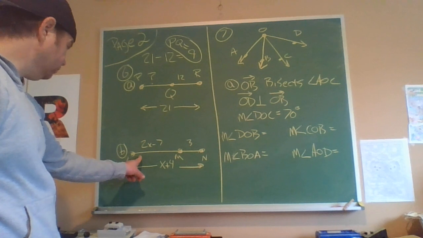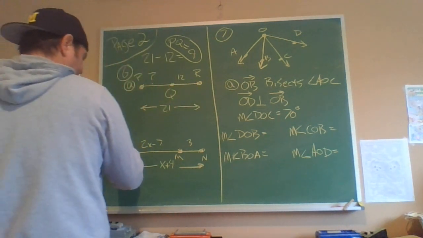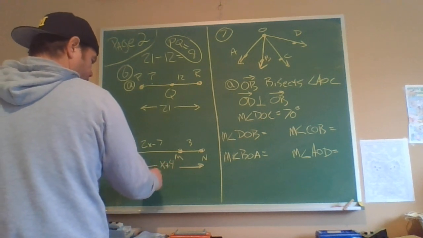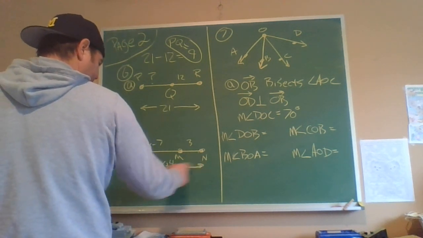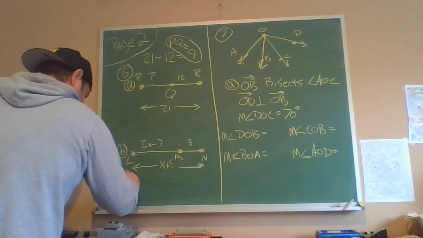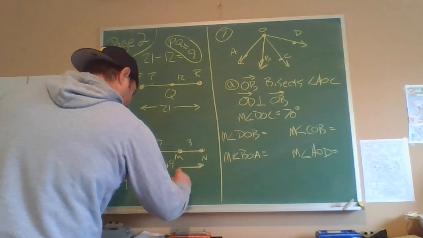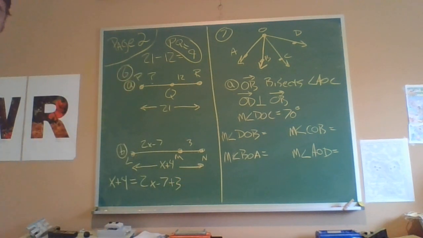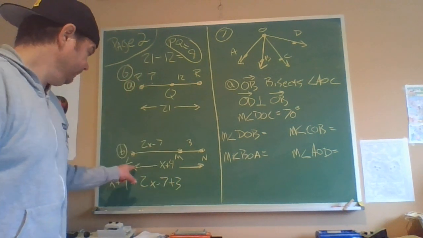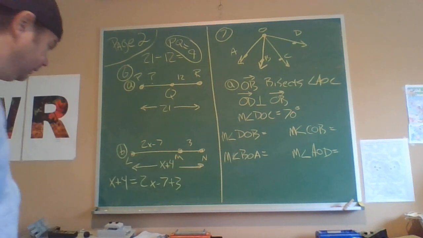Okay. Similar situation for part B. We need to find the length of the segment LM. The whole segment from L to N has a length of x plus 4. So let's set up this equation. I've got x plus 4 equals 2x minus 7 plus 3. Just this plus this equals the whole thing. And now I just have to do a little algebra and solve for x.